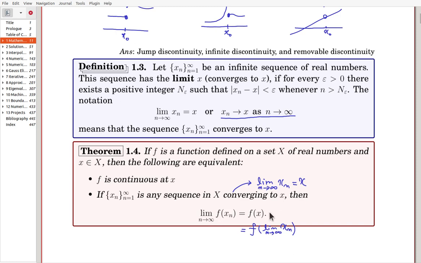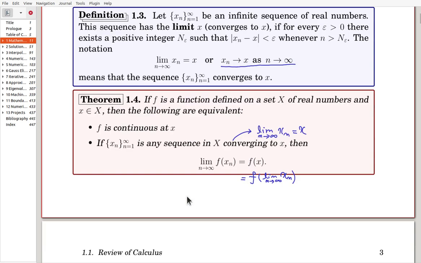And this is happening when f is continuous, and also if this is true, then f is continuous. If f is continuous, then that is also true. They are equivalent.